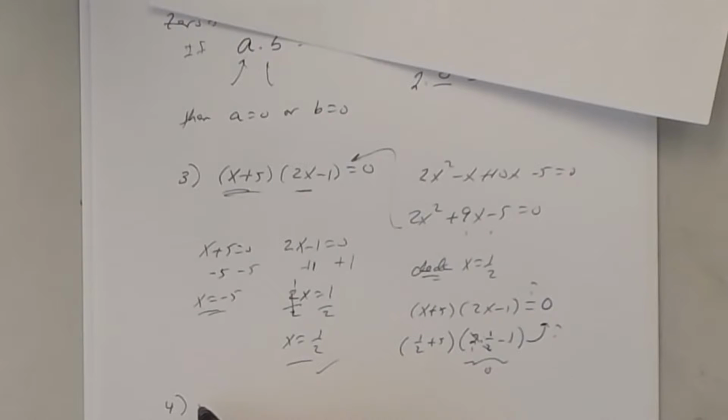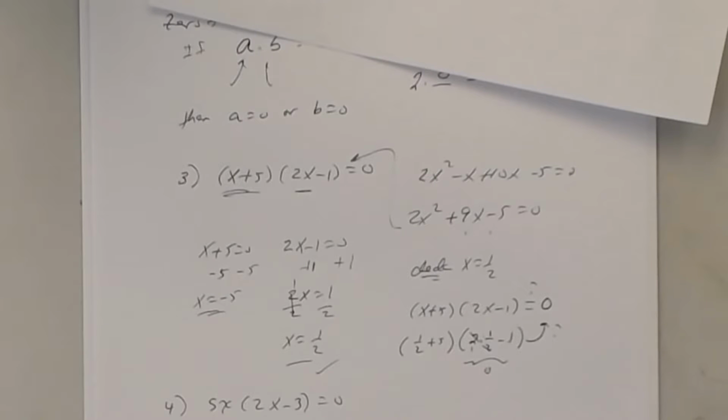Number 4. Let's suppose you had 5x times 2x minus 3 equals 0. Oh, no, we're going back. We're going to do number 4, and then we'll go back to 2, but thanks for reminding me.